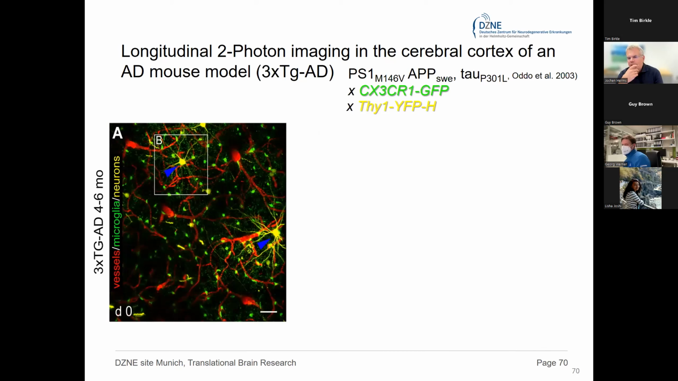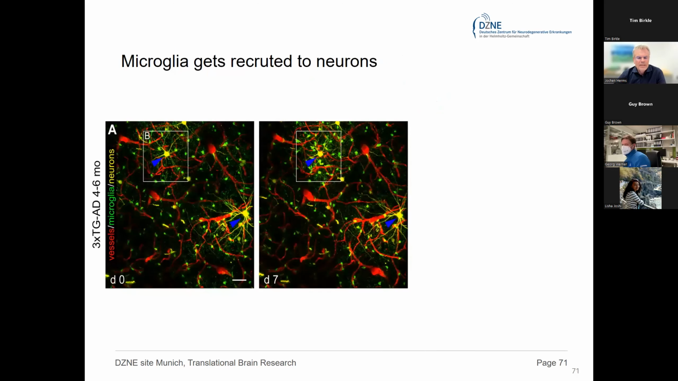And they crossed it with CX3CR1-GFP, to label the microglia. And then they crossed it also with a mouse that labels a subset of neurons. And in addition, they injected fluorescent dextran. So with this, they could analyze microglia movement, the fate of neurons, and their location due to the labeling of the vessels. With long-term in vivo two-photon imaging, you can follow the same cells over time. And here are two images of the same area with a time delay of 7 days.